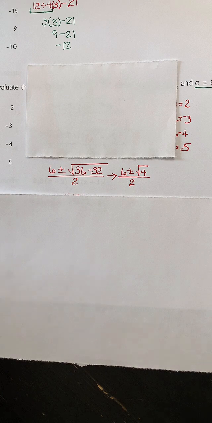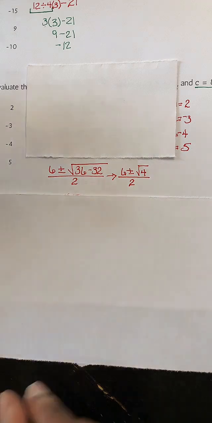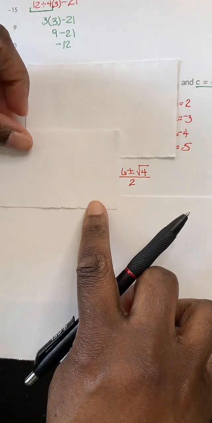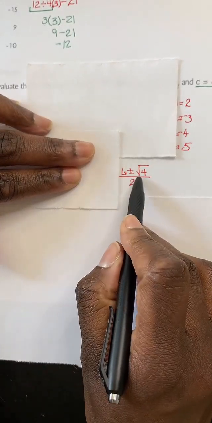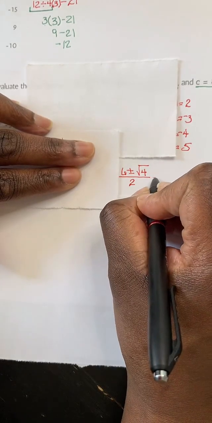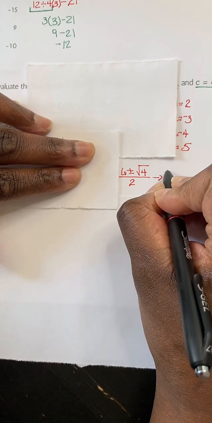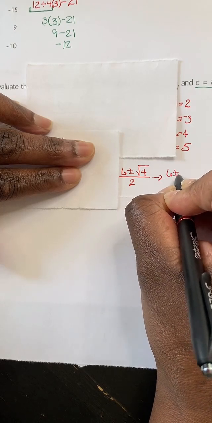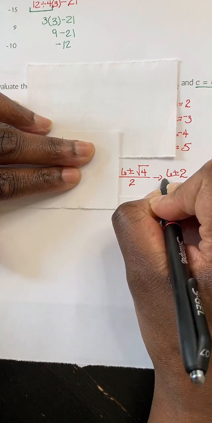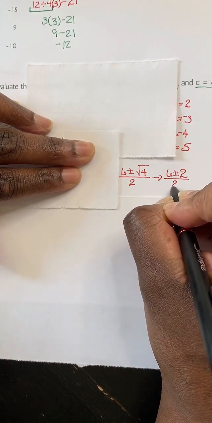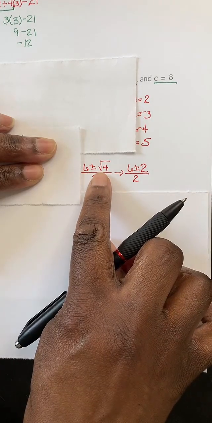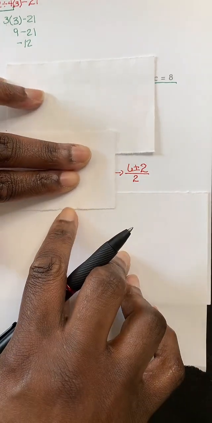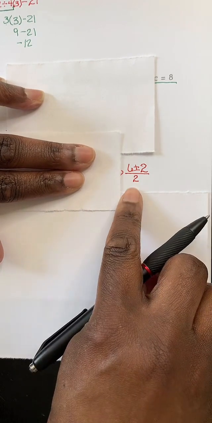Now we're going to cover this up and focus on this. So now we have 6 plus or minus the square root of 4. The square root of 4 gives me 2. So that means we have 6 plus or minus 2. When it's a perfect square root, it is no longer underneath the radical. So we're done with this, and we're going to focus our attention here.